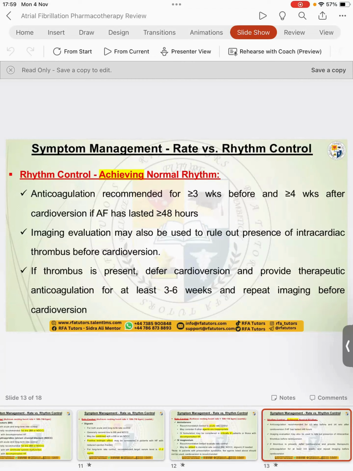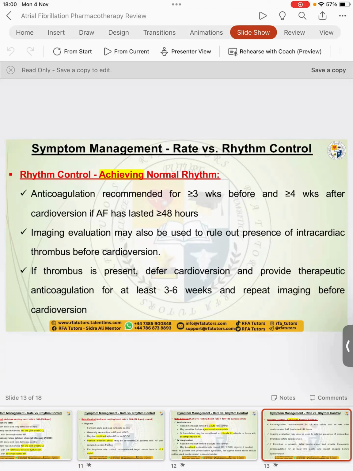Then with regards to anticoagulation, as we said earlier, we have to decide about anticoagulation according to the CHADS-VASc score. But there are certain conditions where, if the patients are young and come with acute atrial fibrillation due to an acute precipitant like electrolyte abnormalities, and the duration of the atrial fibrillation is less than 48 hours, then it's better to control their rhythm by cardioversion.